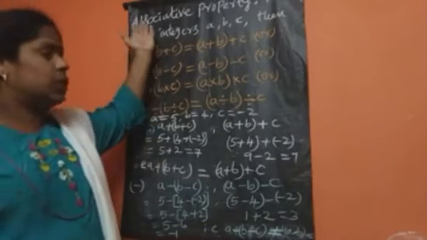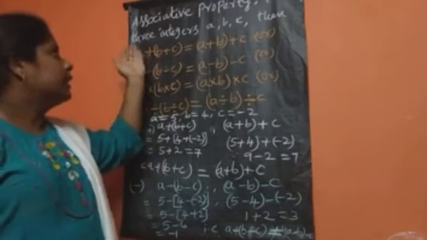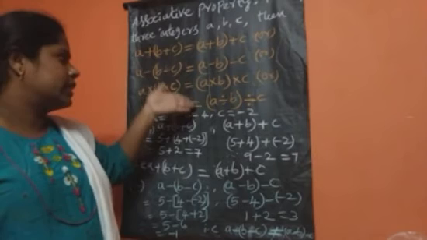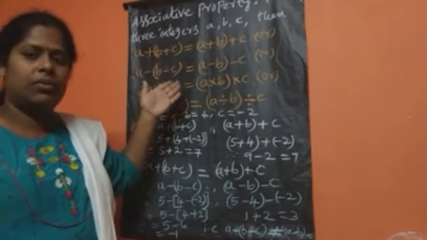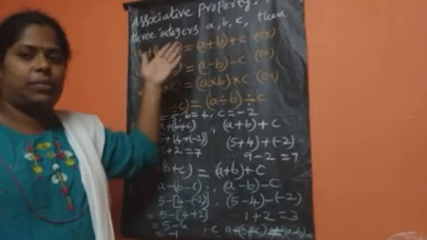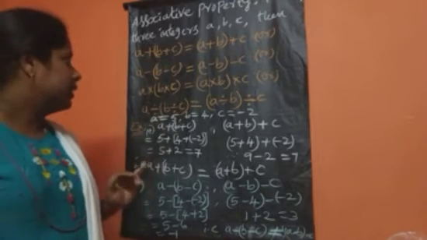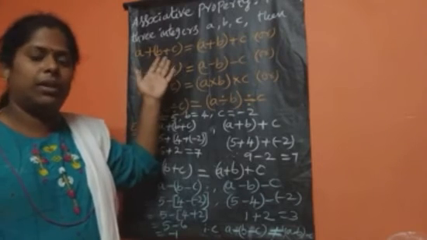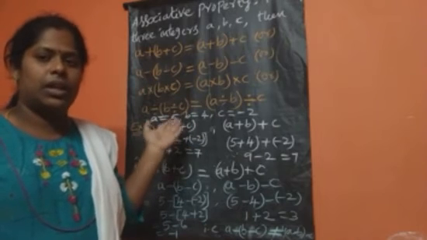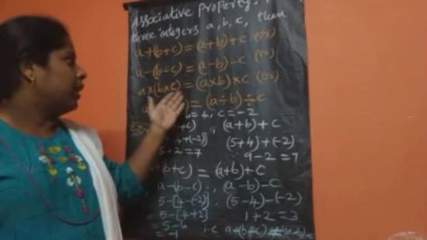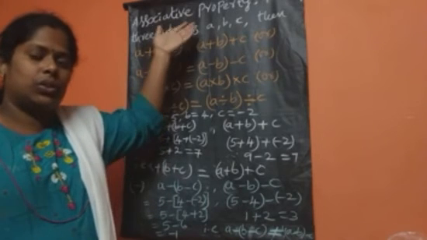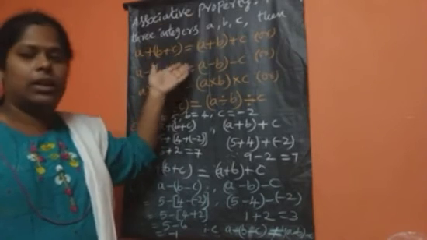So this is the associative property. For any three integers a, b, c, these three satisfy the property like this. With respect to that operation, we can say that integers satisfy the associative property. Whether it is addition, subtraction, multiplication or division, in whichever operation the integers satisfy this check, we can say integers satisfy the associative property with respect to that operation.